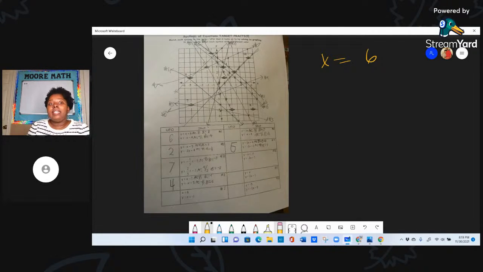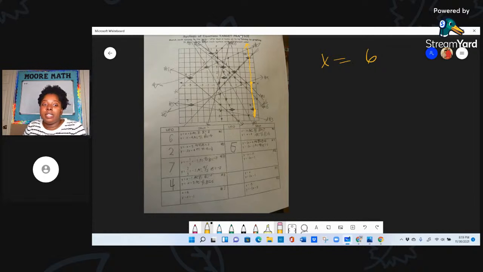So x equals 6. Where's 6 on the number line? Right here, right? Yeah. So when x equals 6, y can be anything, right? So this is actually just a vertical line. So here's x, and y is anything. So you're going straight down.